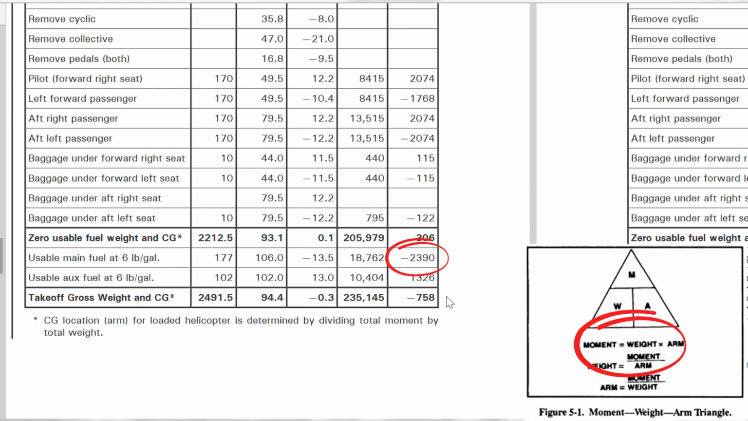And then again, what we're going to do is take that 2,212, add the 177 pounds of fuel for the main tank, add the 102 pounds of fuel for the aux tank, and that's going to get you a total weight of 2,491.5, which is like 8.5 pounds off of the max gross weight of the helicopter. So you're pretty much at max gross weight. If that number at the bottom there was greater than 2,500 pounds, you're over your max gross weight limitations.